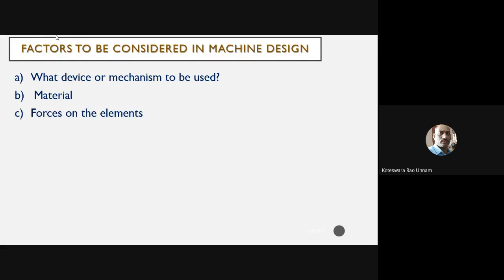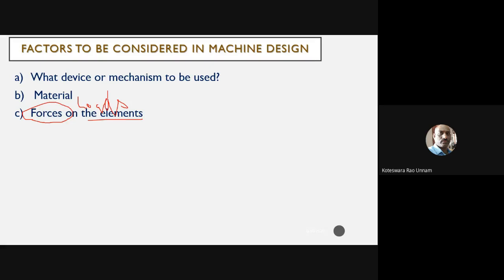Then the next one is the various types of forces acting on the machine elements. It need not be only forces; we can generalize it. Instead of forces, I can say loads. What are the various loads on the machine elements? There may be different kinds of loads acting on the machine elements, whether it may be a direct tensile load or a compressive load, or a bending moment, or a twisting moment, or a direct shear load acting on the given machine element.